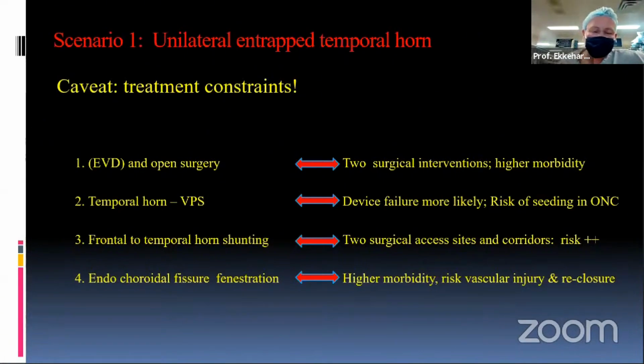Frontal to temporal horn shunting has largely been abandoned because it's two surgical access sites and corridors, which increases your risk. And endoscopic choroidal fissure fenestration was nicely described by Andrew Perrin here from London, but carries a higher morbidity, and there's some risk for vascular injury and induced visual compromise and reclosure. So often people stay away from this.